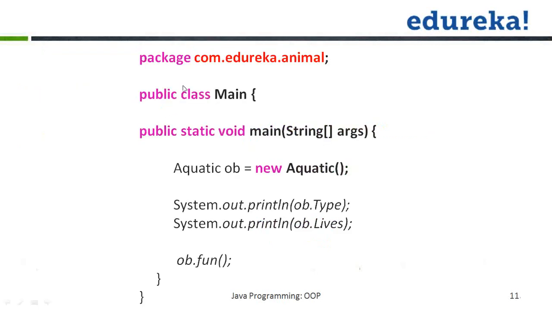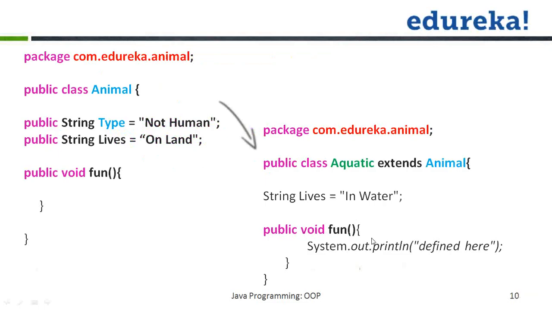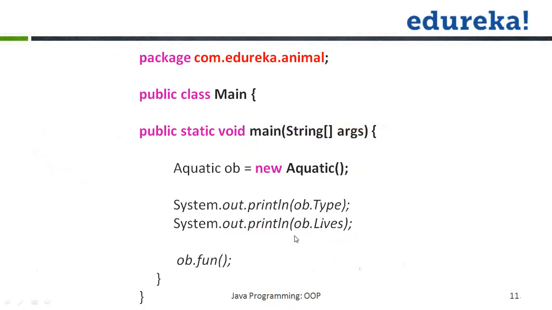Moving on, I come to the main class, that is I added one more class, main. Now in this I have a main method. In this main method I will make an object of the aquatic class, that is the second class, ob equal to new aquatic. Using this object, I can call the variable that was defined in the parent class, that is in animal. I'm calling ob.type, and I'm calling ob.lives. Lives is present both in the aquatic class as well as the parent class, but you'll see that it will call the one that is present in the second one.